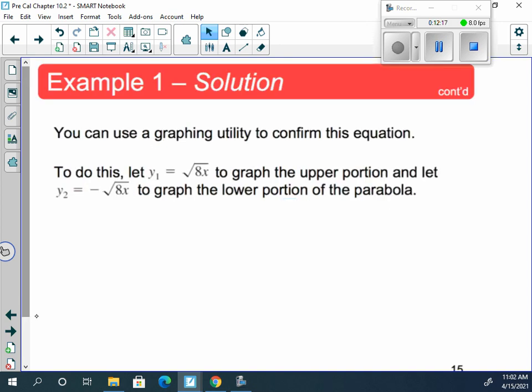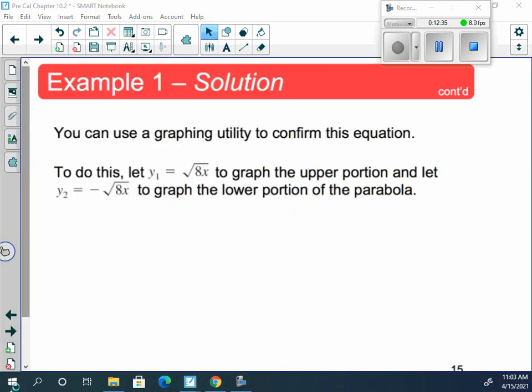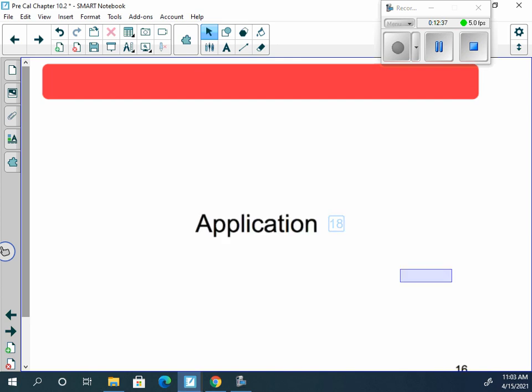Now we can use the graphing utility to confirm this equation. To do this, we let y1 equal the square root of 8x. We square root both sides to graph the upper portion, then we let y2 be equal to negative square root of 8x to show the lower portion. And I'll pull that up here in a second and we can look at that.